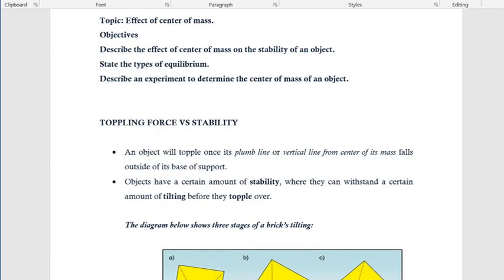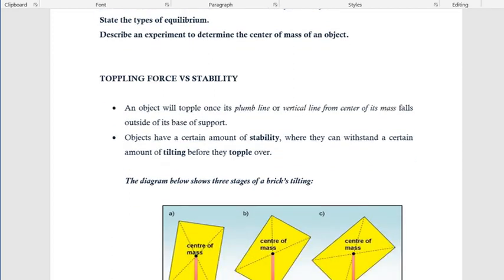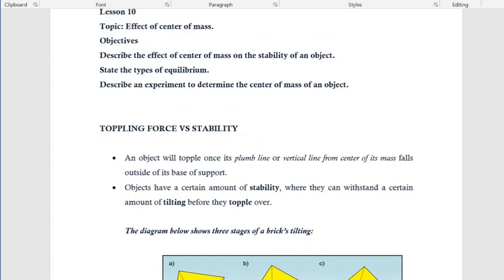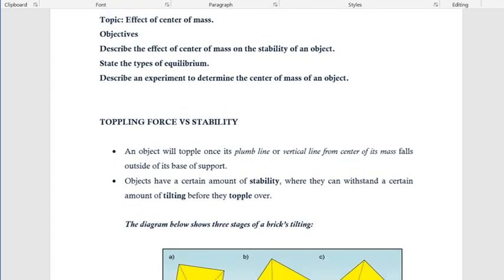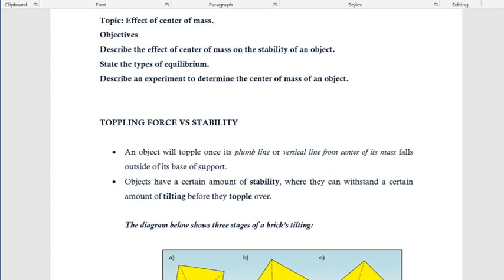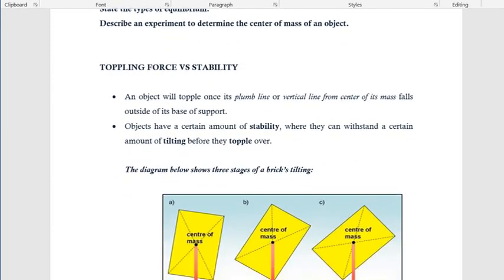Okay, so the objectives by the end of this lesson, we must be able to describe the effect of center of mass on the stability of an object, state types of equilibrium, and describe an experiment to determine the center of mass of an object. So those are our objectives for this lesson. So just look at the objectives and get ready for the lesson.